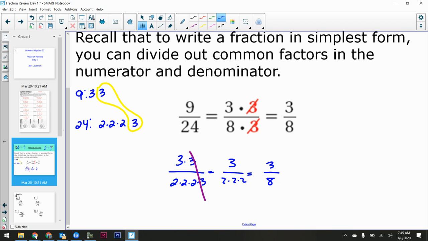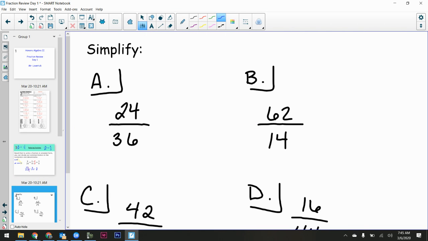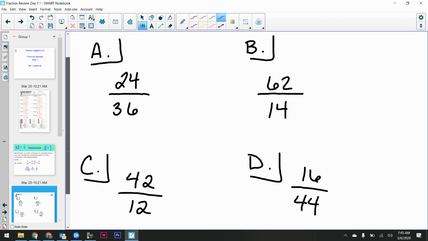I get you probably can do these in your head really quickly. Great. Show the prime factorization. Okay? Try those 4. I'll give you a minute. Write out the prime factorizations and cancel out common factors.